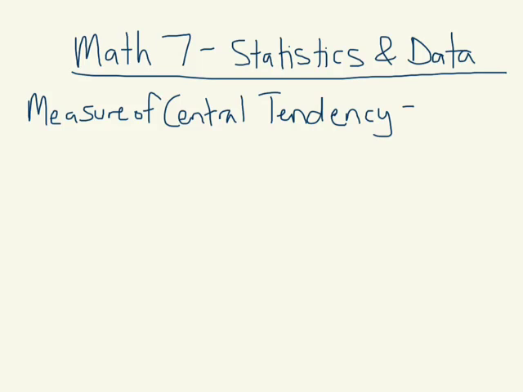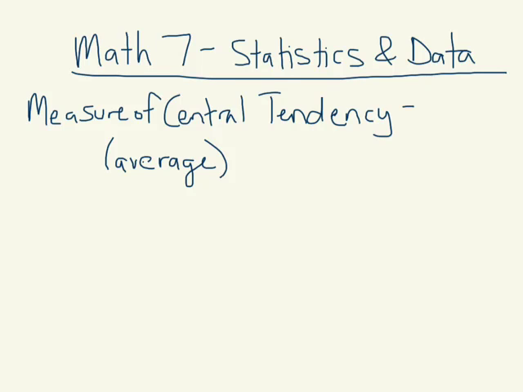So when we take a measure of central tendency, what we're talking about is coming up with a way of, when we have a bunch of numbers, organizing them in a way that shows kind of the average of what's going on. And so another way of referring to a measure of central tendency that we might be more familiar with is an average.